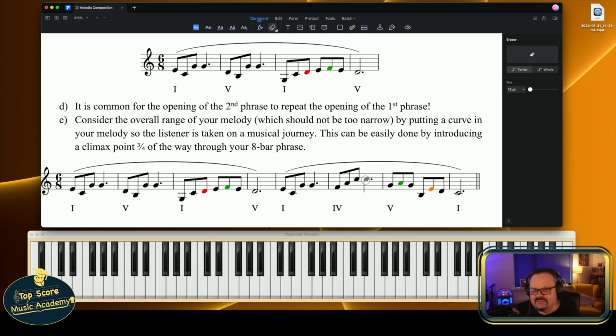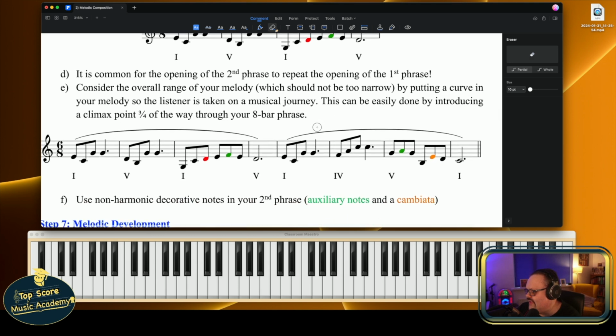Yeah, so it's very simplistic, but we do want it to be simplistic, as of course we don't want anything too advanced yet. Use non-harmonic decorative notes in your second phrase as well. So you can see there's a couple of little extra things I put in there, like cambiata, or another auxiliary note is in there too. So yeah, there are only 1, 2, 3, sort of 4 non-harmony notes over those 8 bars.